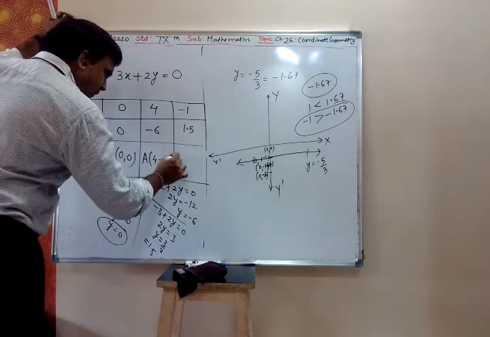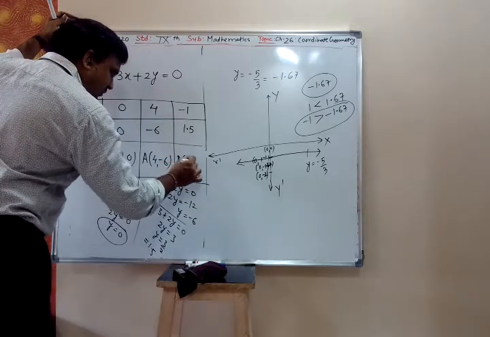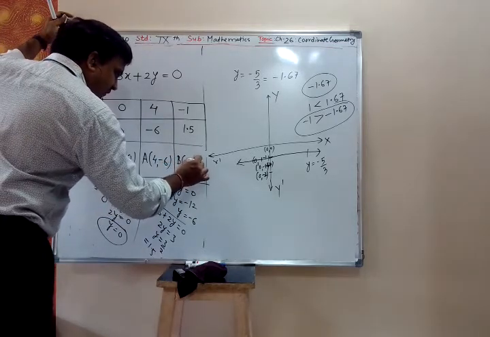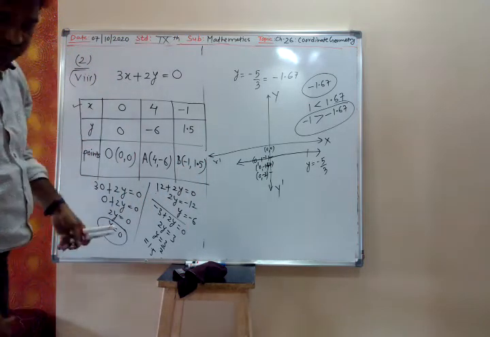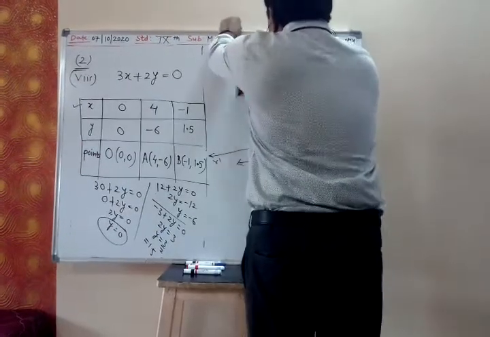So you will get the point B, which is minus 1 comma 1.5. Now we have all the 3 points. Now we plot these 3 points on the graph paper. You will get the straight line.